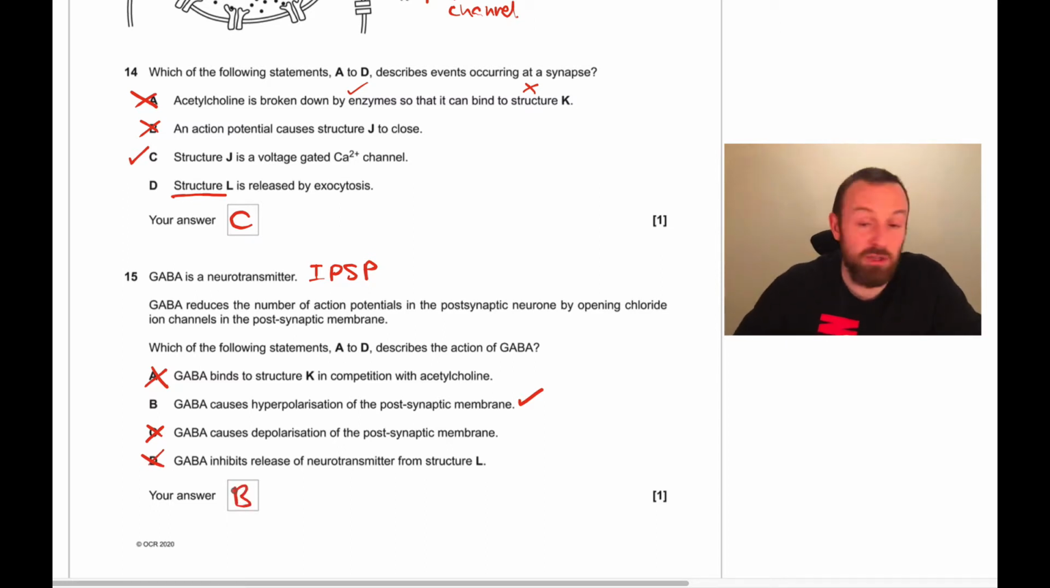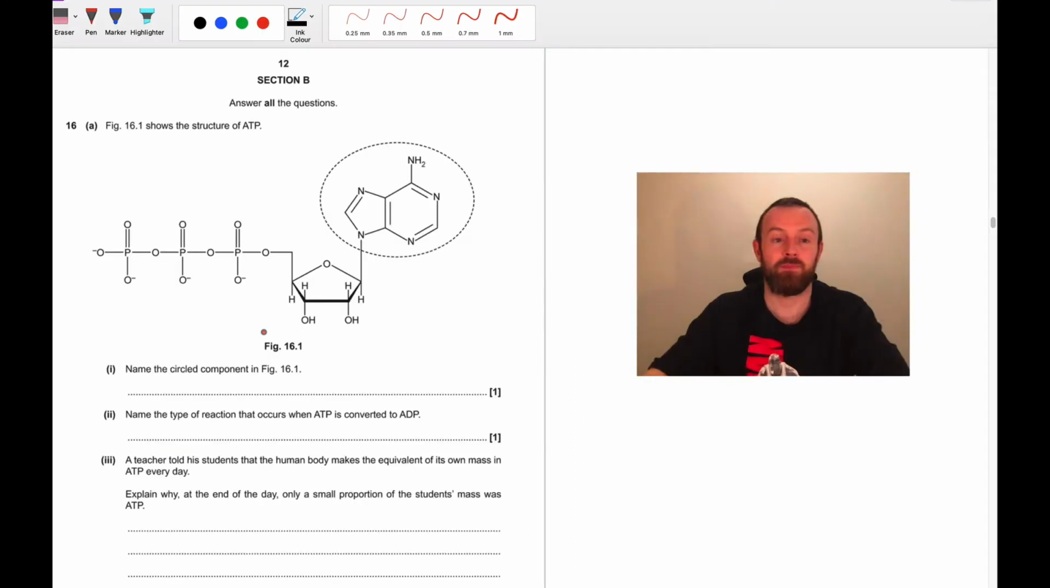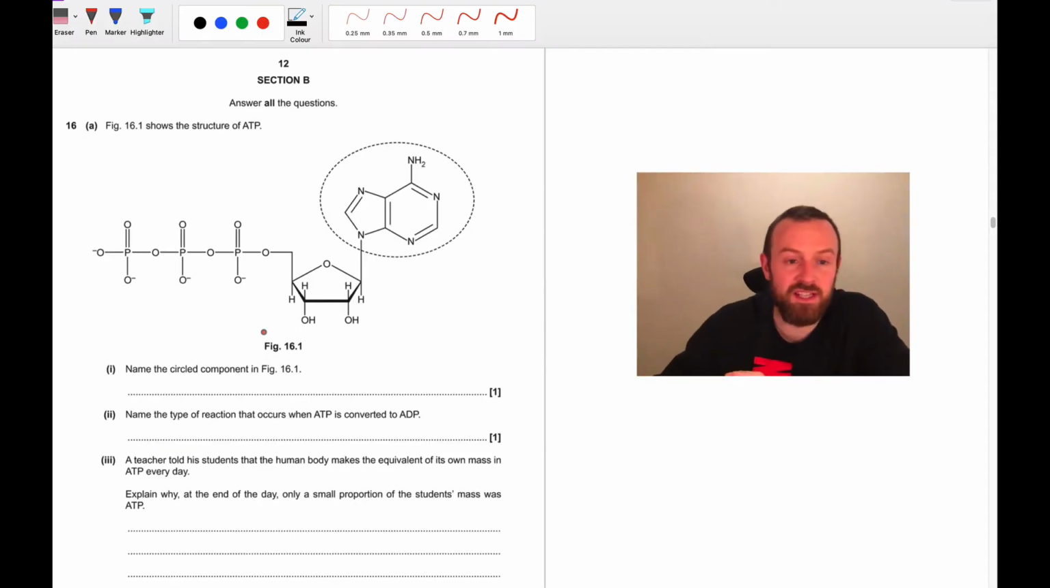Okay, that is the multiple choice, and now we're going to get into some even more challenging long answer questions, and we're really going to be focusing here on technique. Okay, question 16, here we go.